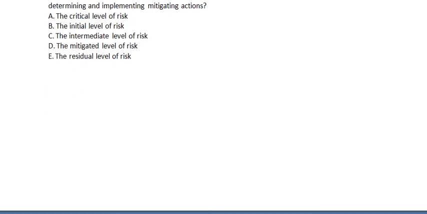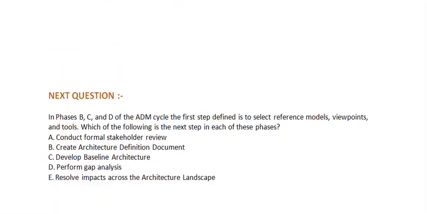The correct answer is option B. Next question is, in phase B, C and D of the ADM cycle, the first step defined is to select reference models, viewpoints and tools. Which of the following is the next step in each of these phases?